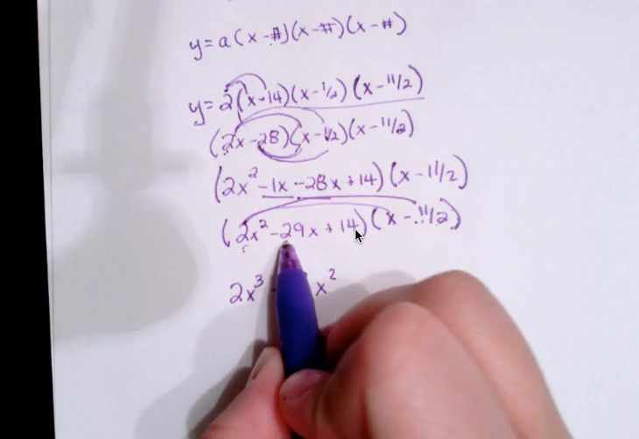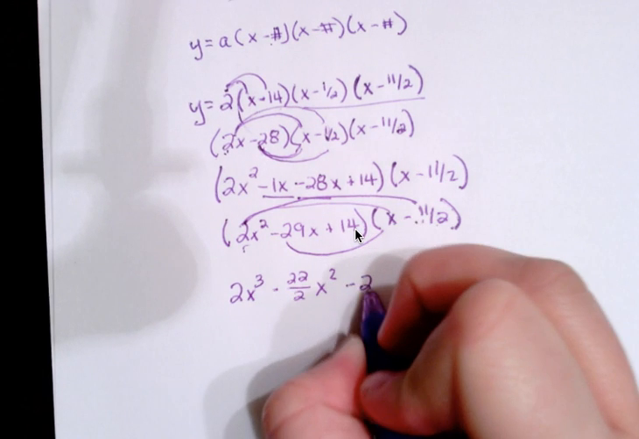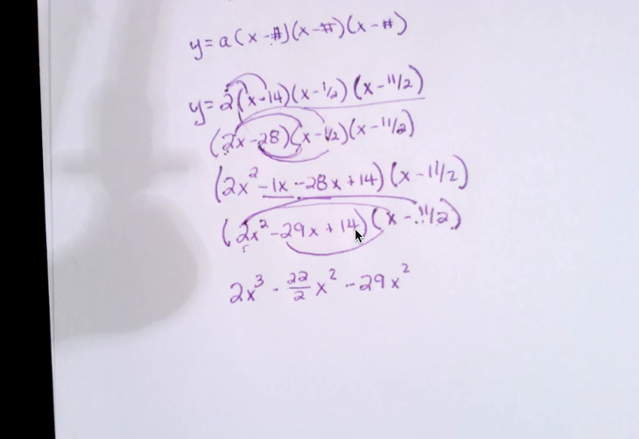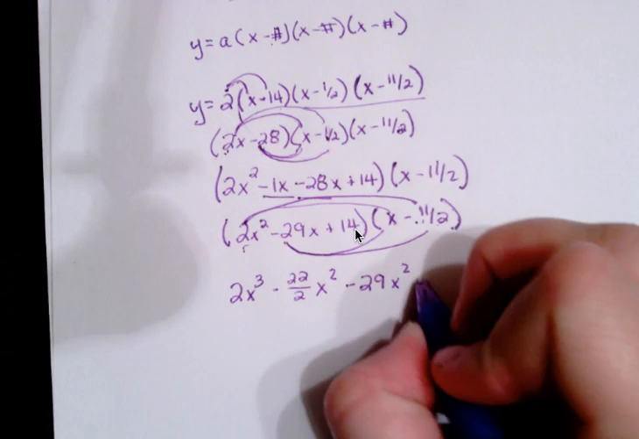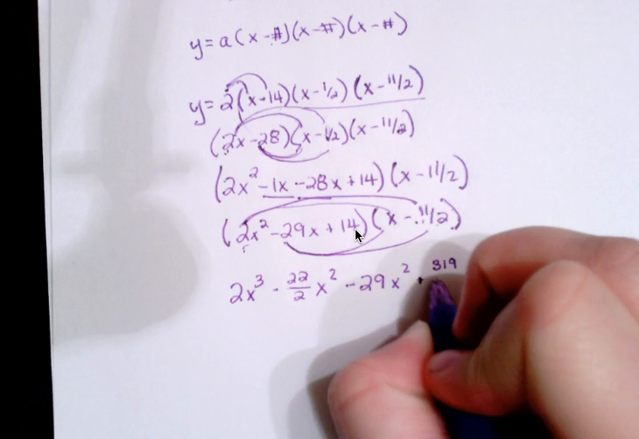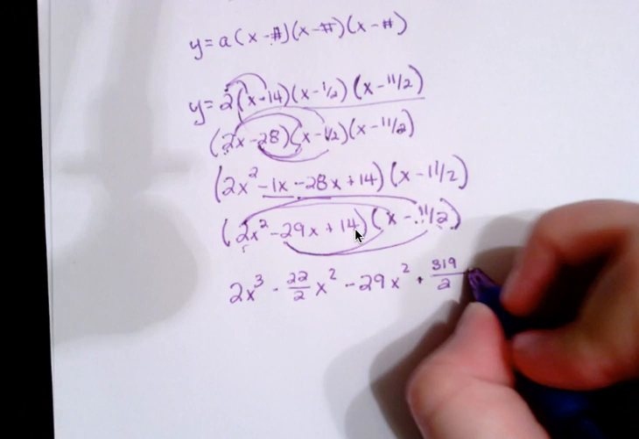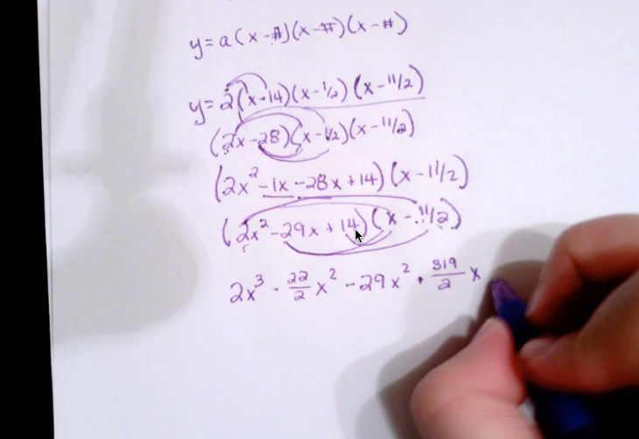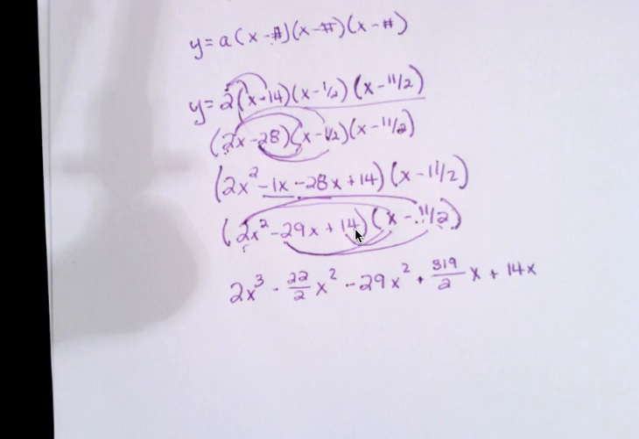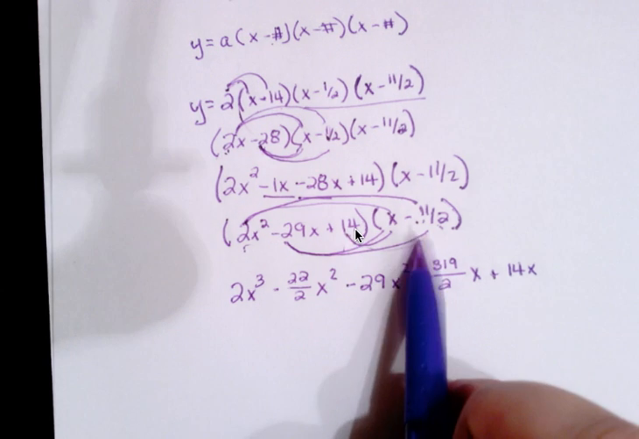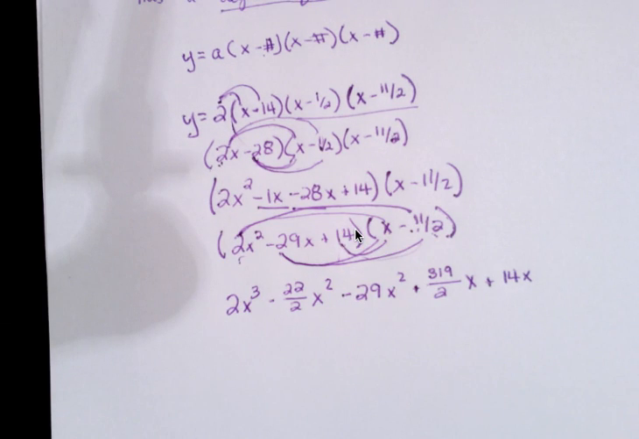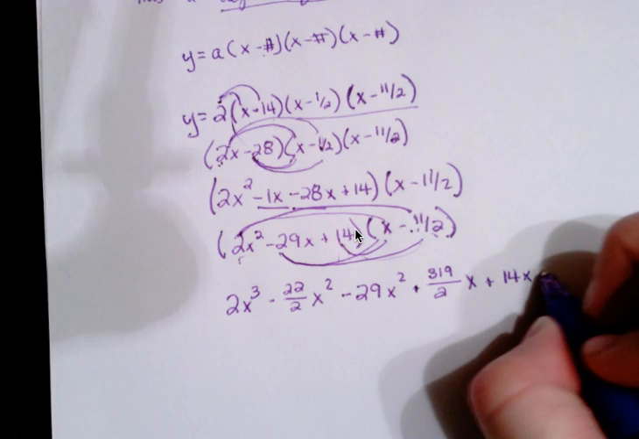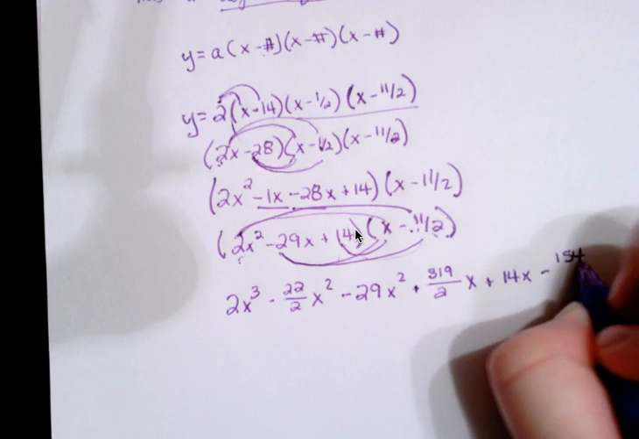Then I have to take negative 29x times x is negative 29x squared. And I have negative 29x times negative 11 over 2. So how you do that is you go negative 29 times negative 11, which is positive 319 over 2, because it's still over 2, and then I have my x. Then I'm going to do 14 times x, which is plus 14x. Okay? And 14 times negative 11 over 2. Again, you go 14 times negative 11, which is negative 154, and then it's still all over 2.